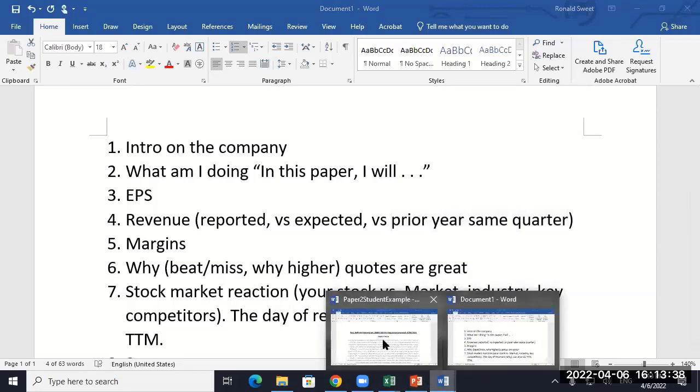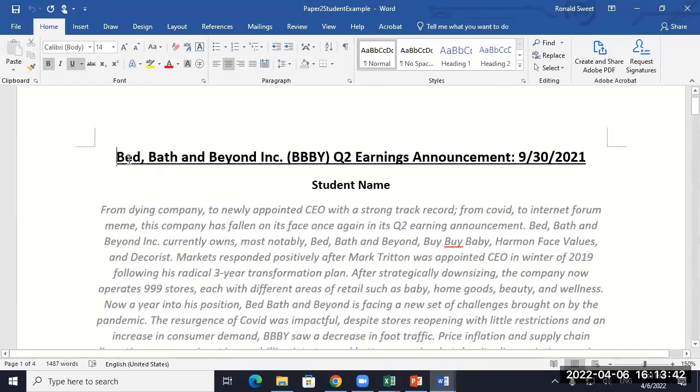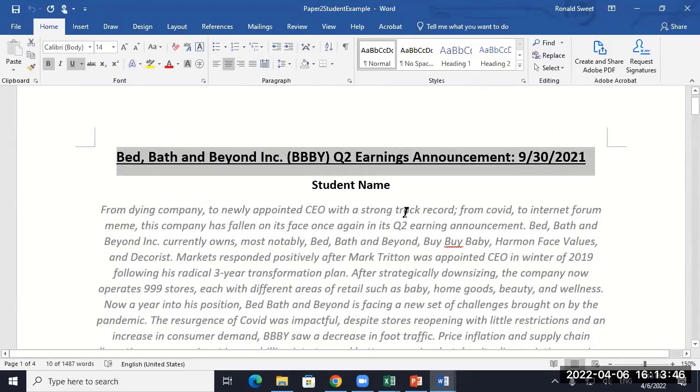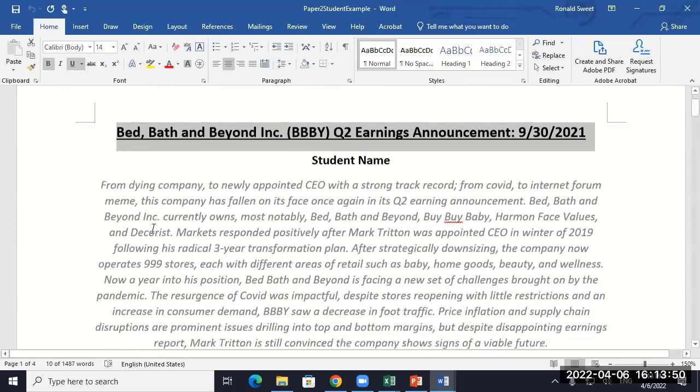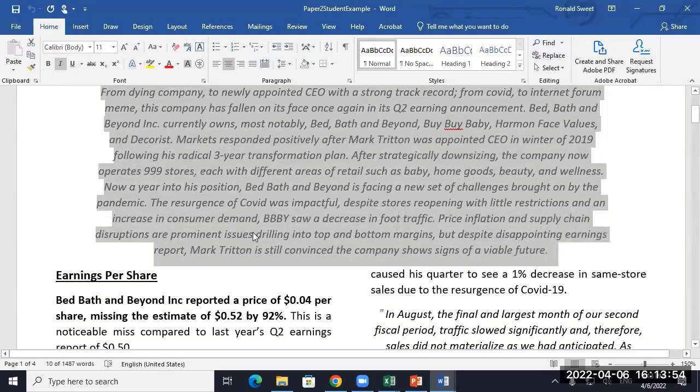So let's look. I'll show you another paper. This was a really good paper here. The title tells what she's doing, earnings announcement. She gives the date. She did a little bit of a summary.